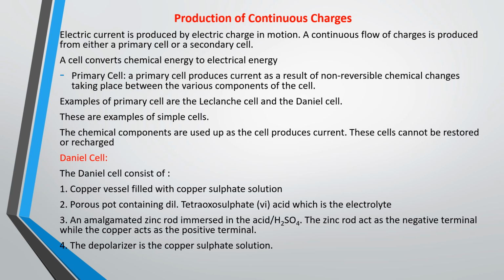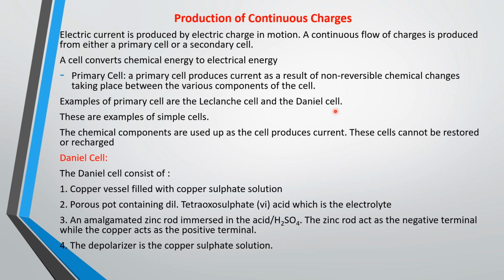So as I said, in our class for today, we'll be looking at production of continuous charge. When we treated electric field in our previous class, we said that electric current is produced by an electric charge that is in motion. So an electric charge that is in motion is known as electric current. For you to have a continuous flow of charge in motion, you can only get that either from a primary cell or from a secondary cell.